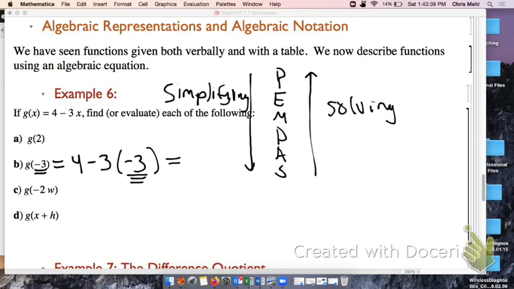So first of all, you do anything inside parentheses. Well, the only thing inside parentheses, negative 3, you can't simplify that. The next would be to exponentiate. I don't see any exponents. The next step would be to multiply. So I would do the negative 3 times negative 3, and this would end up becoming 4 plus 9. Multiplication done. There's no division. Now you do the addition and subtraction, which when I add 4 and 9 together, I'm just going to get 13. So when the input's negative 3, the output is 13. That would also give me a corresponding point on the graph. Okay.